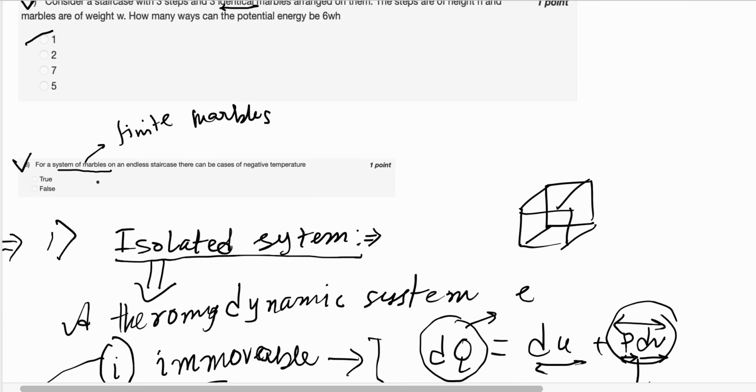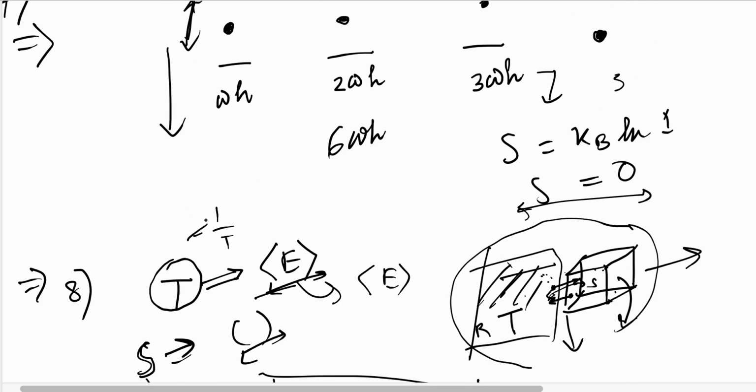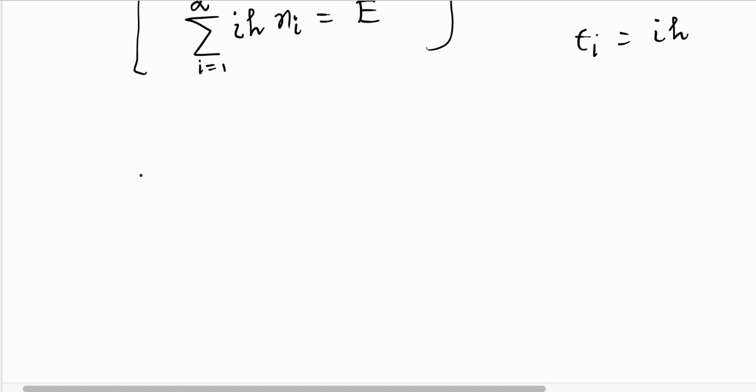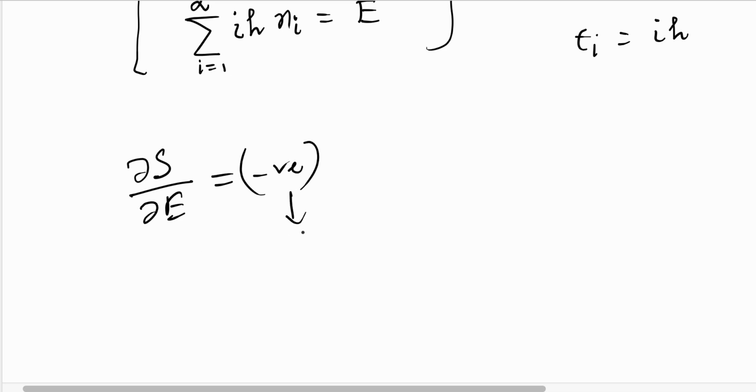The statement is: for a system of marbles on an endless staircase, there can be cases of negative temperature. False. Negative temperature cannot happen. So from this statement, let's argue what negative temperature means. Negative temperature means that your partial derivative of S with respect to E will be some negative number, which means your entropy will be a decreasing function of energy.